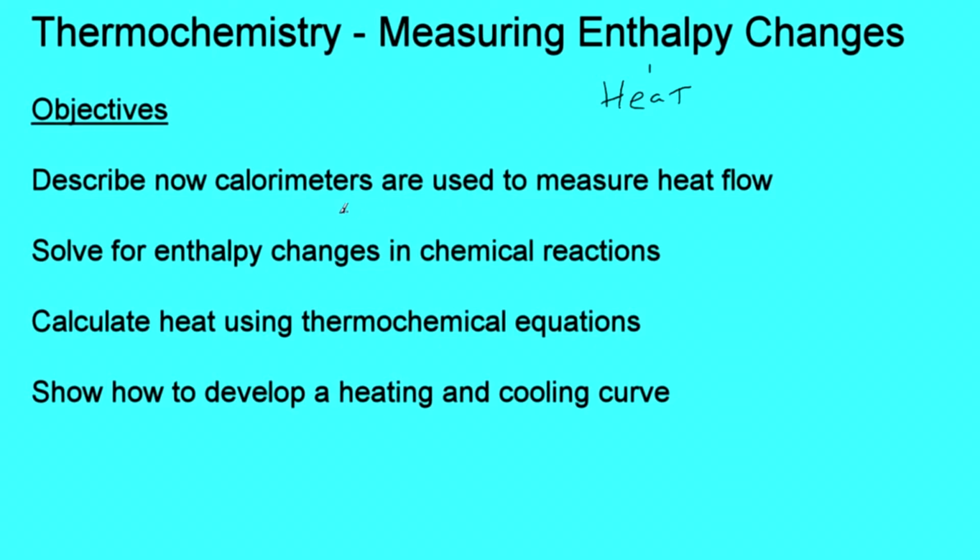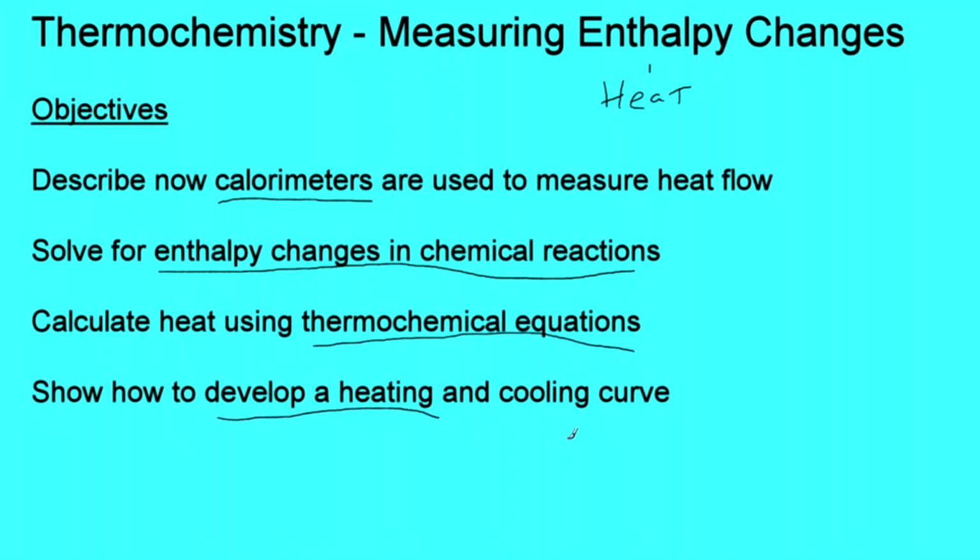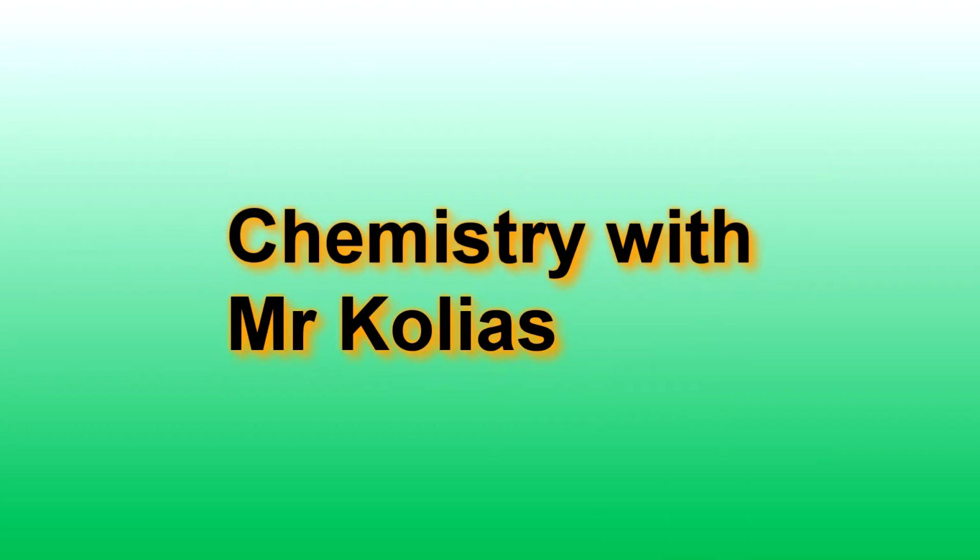So we'll do a few things here. I'll talk about what a calorimeter is. It's very important in discussing heat changes. We'll do some calculations involving enthalpy changes. We'll take a look at what thermochemical equations are, and then finally how to develop a heating and cooling curve.